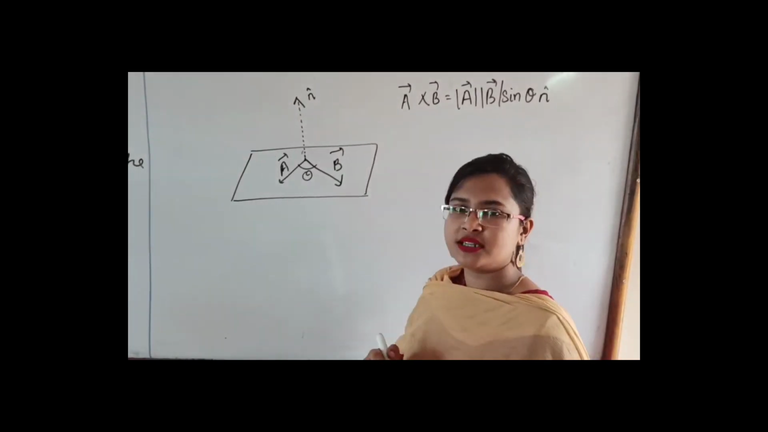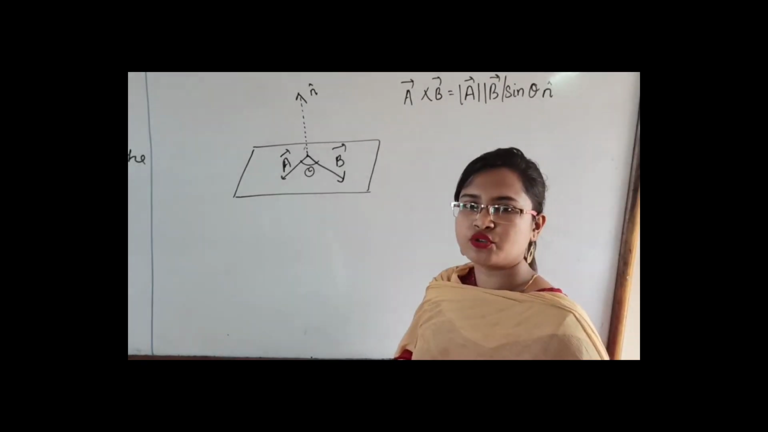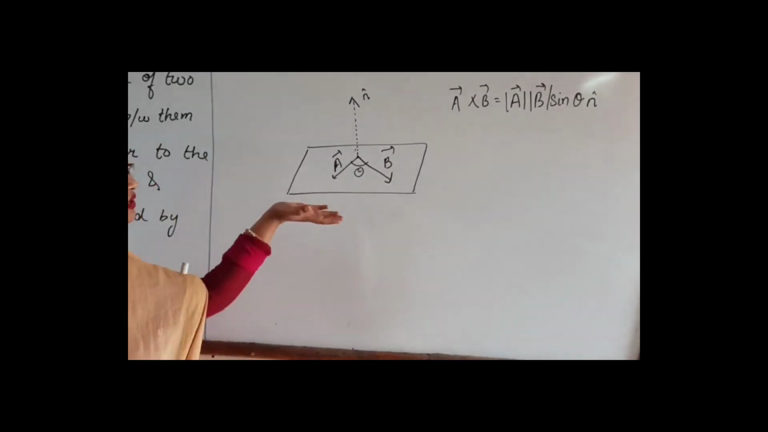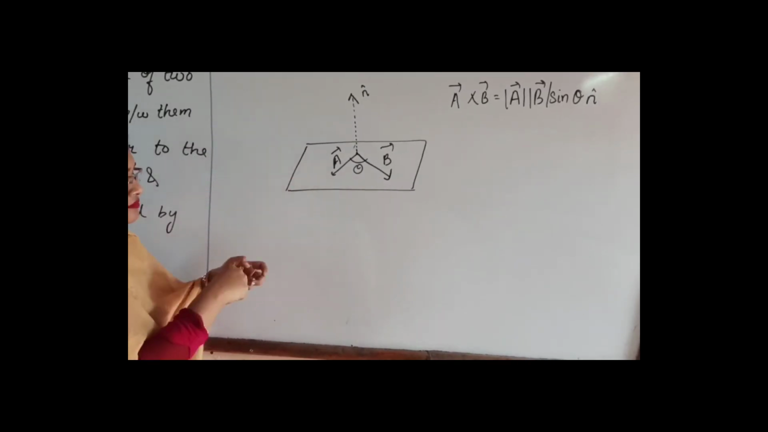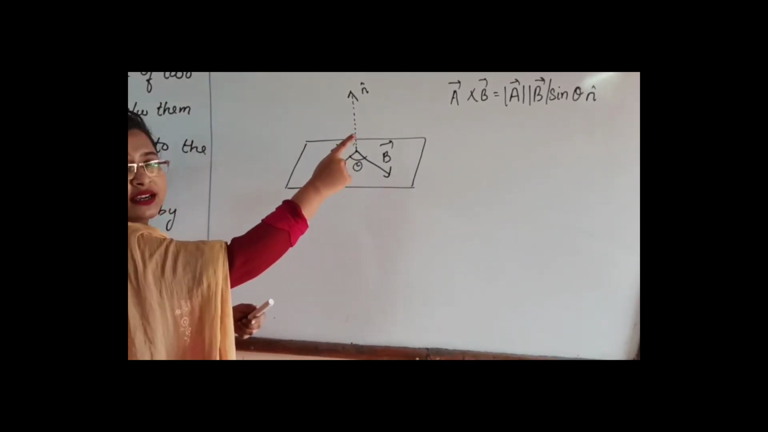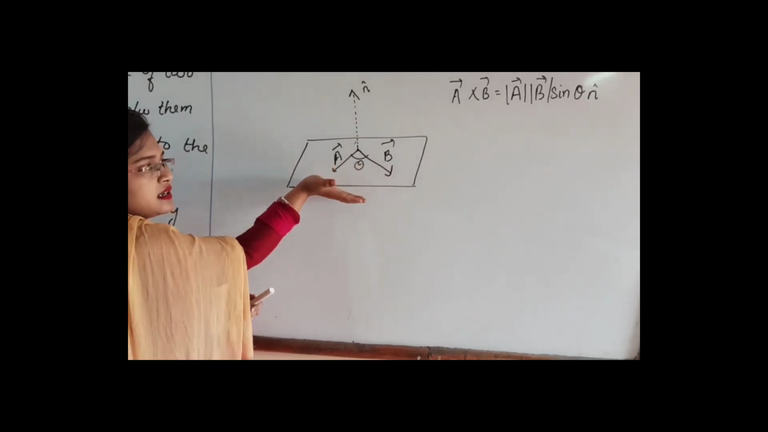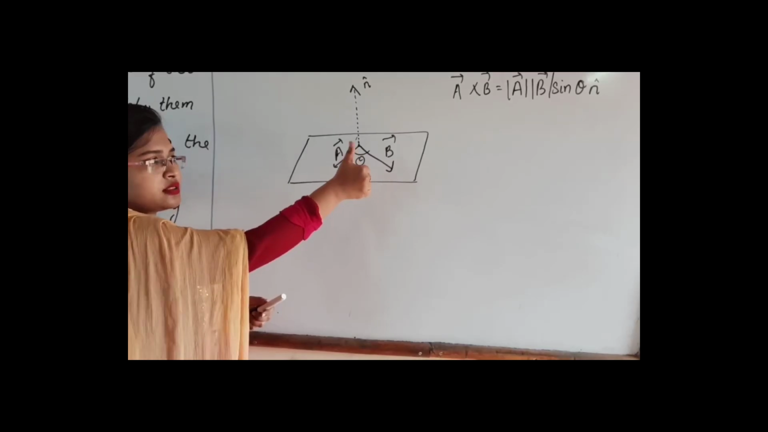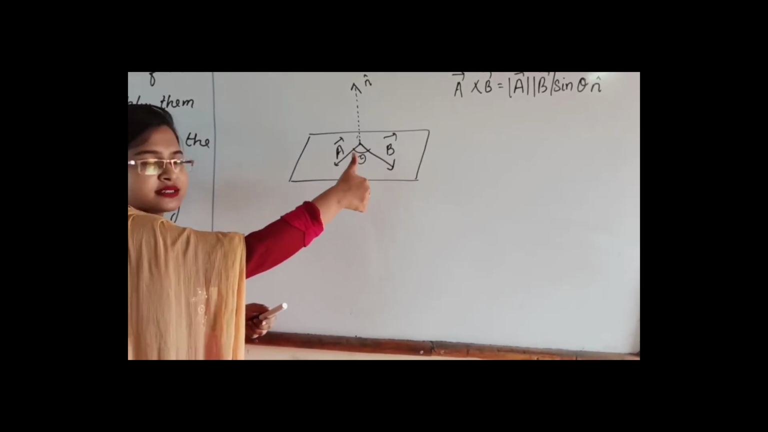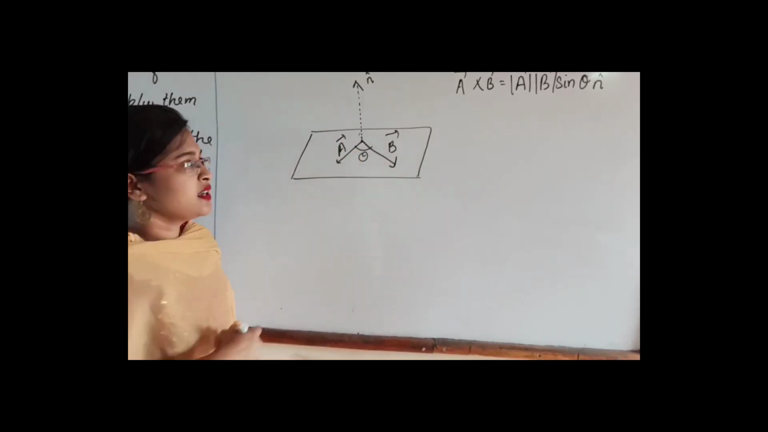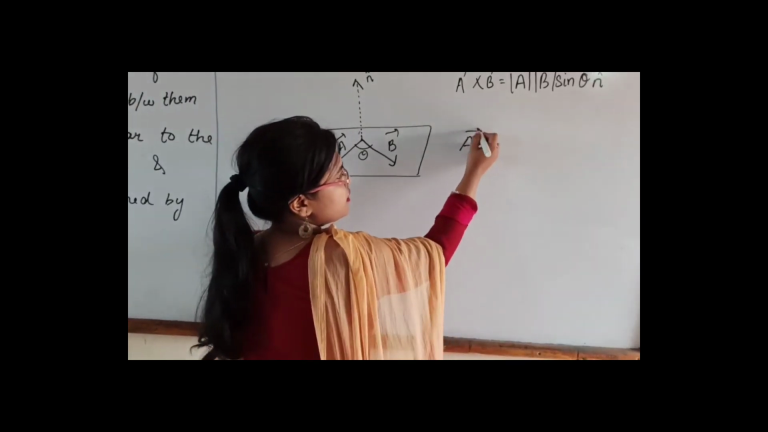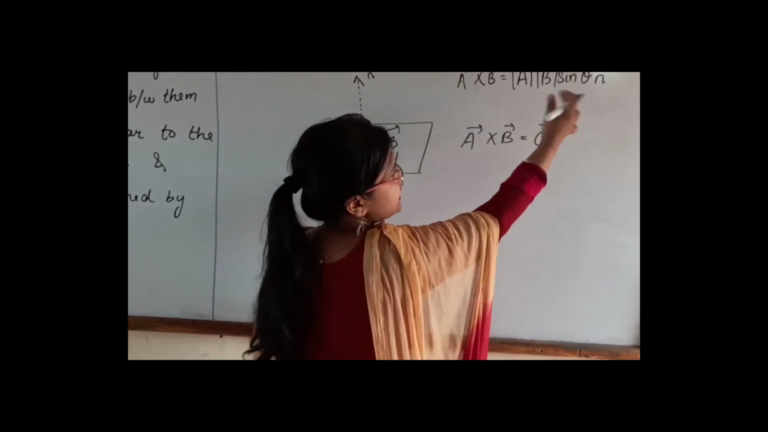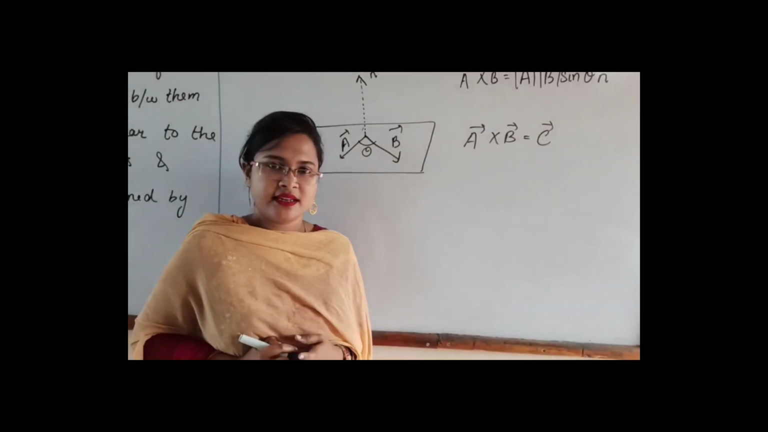And this is usually determined by the right hand rule. How? Use your right hand. Keep your right hand on the plane, and if I want to find A cross B, then curl your fingers from A to B and stretch your thumb. The thumb is upward. So this is the direction of the new vector. A cross B gives rise to a new vector C, which is AB sin theta n cap. Clear?